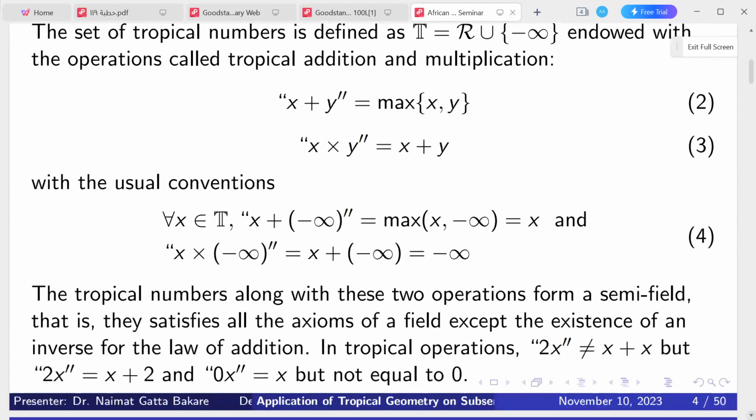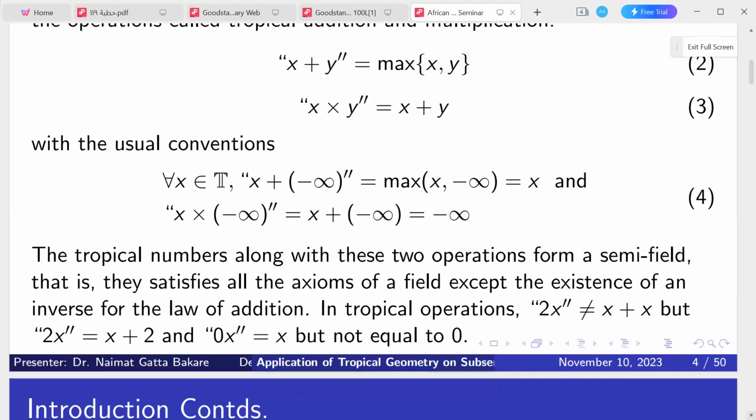And when you want to define it on an infinite set, that is infinity, when you take an element, a single element in a tropical, and you add it to negative infinity, we are saying that the result will be the max of x and y, which is already based on our rules of the operations. So that is just telling us the rules we are using to define our tropical operations.